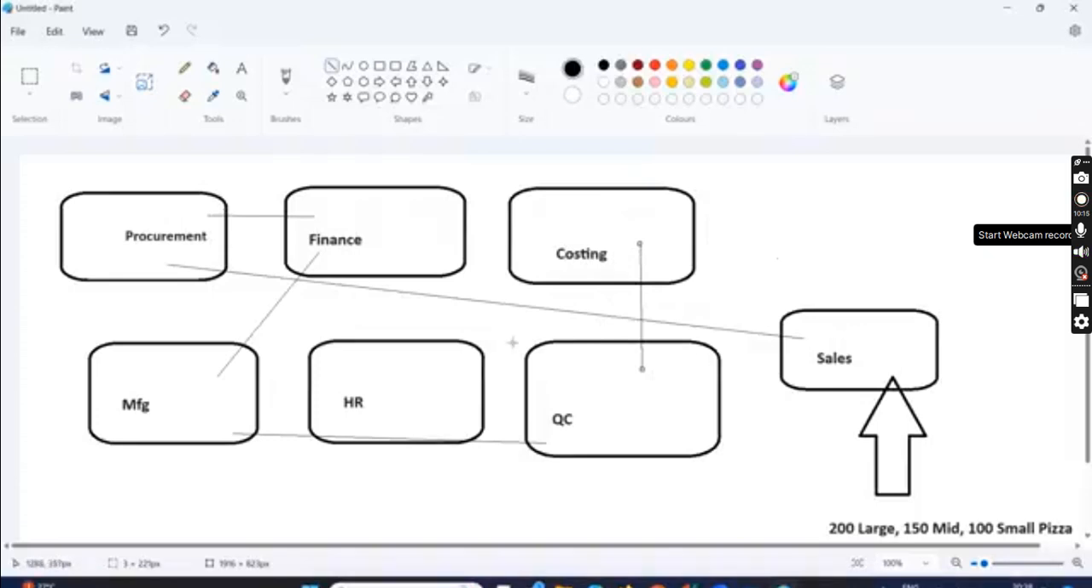So you see, a lot of back and forth has happened. Sales goes to procurement, procurement goes to finance, finance goes to manufacturing, manufacturing goes to QC, QC goes to costing. Then again, everybody will confirm to the sales department. Sales department needs to know whether the order can be delivered.